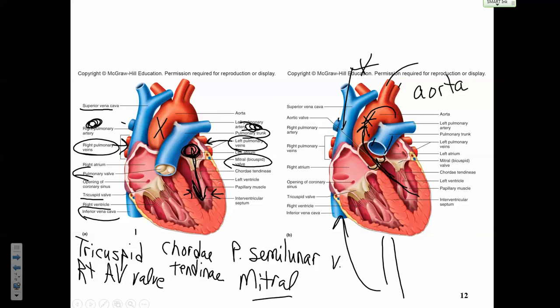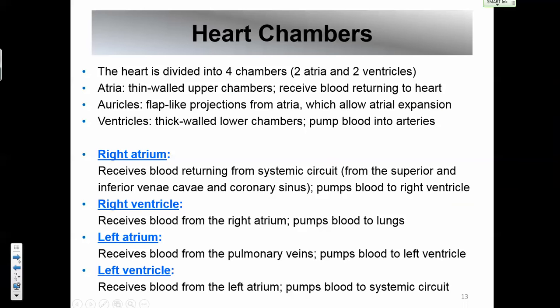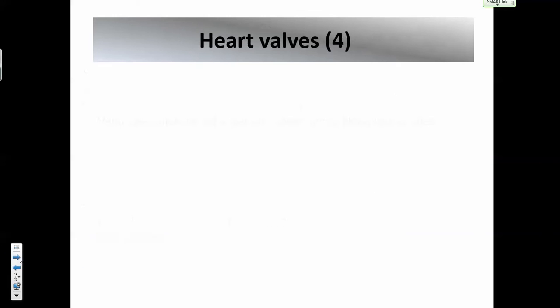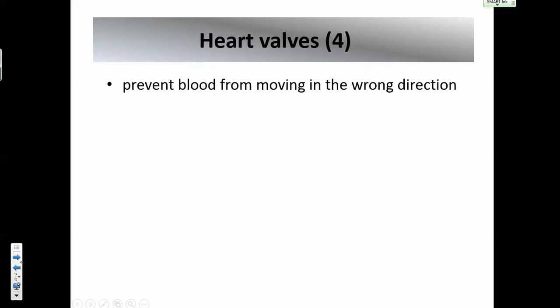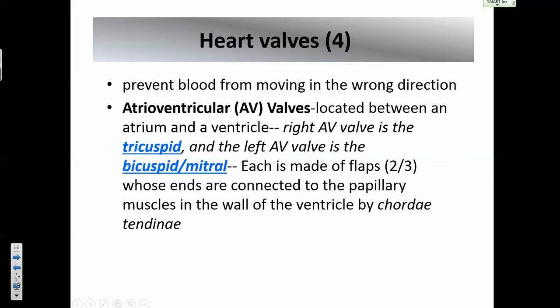The mitral valve is the kind of common everyday name, but it's also called the bicuspid, and it's also called the left atrioventricular valve. I hope I have that in your notes. Like here are the chambers, and then here are the valves. They prevent the blood from going in the wrong direction. So the AV valves, the atrioventricular, the right AV valve is called the tricuspid. The left AV valve is called the bicuspid or the mitral valve. Okay? Pardon me?